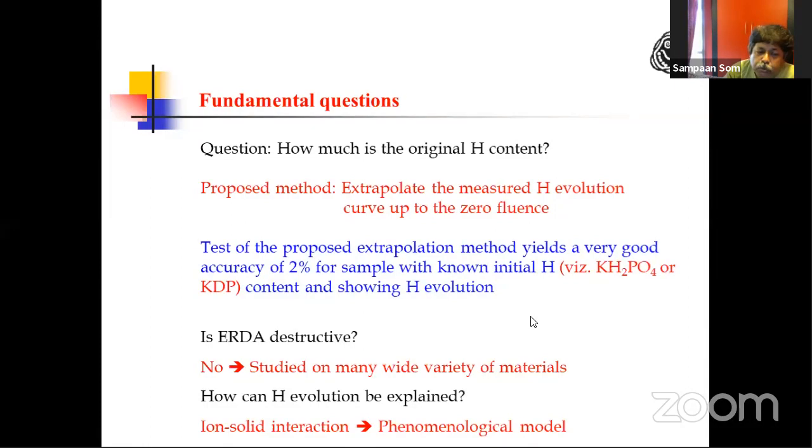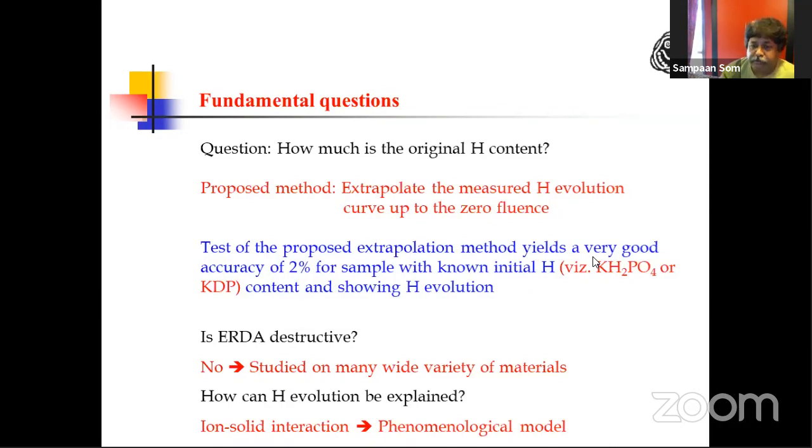And so this is the conclusive statement. It's not a destructive technique. Hydrogen evolution has to be taken care of properly. It has to be addressed. It cannot be ignored. As I told you, whatever we say is due to hydrogen, we live with that situation.